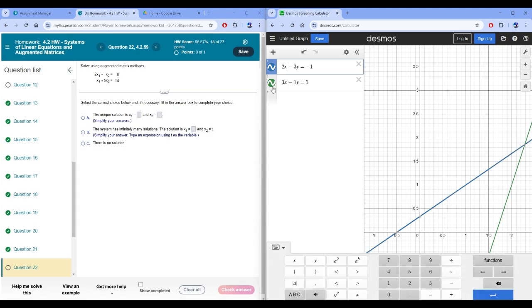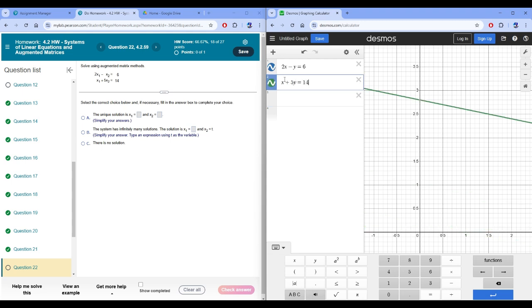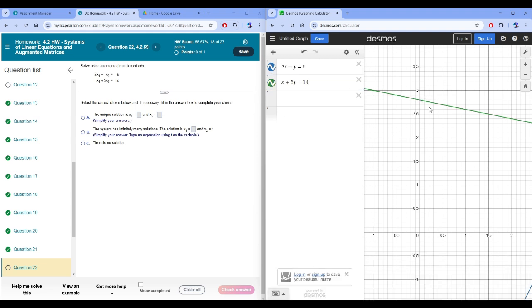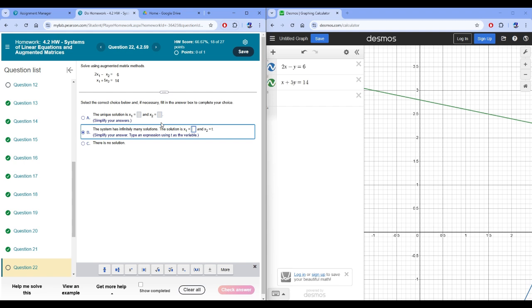Here we have 2x minus y is equal to 6. And then x plus 5y equals 14. Now, guys, if this is the midterm, I'm taking screenshots of this. I'm going to show my work. So here we have infinitely many solutions. So if x2 is t, that's going to be a fraction. So it's going to be 6 plus t divided by 2.